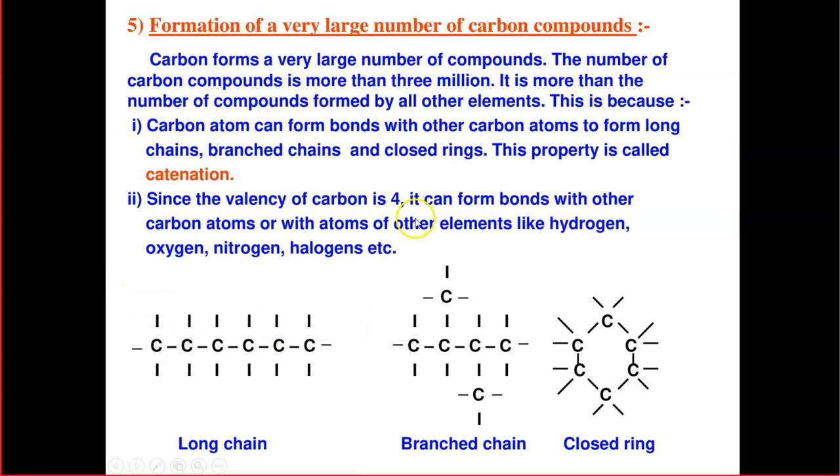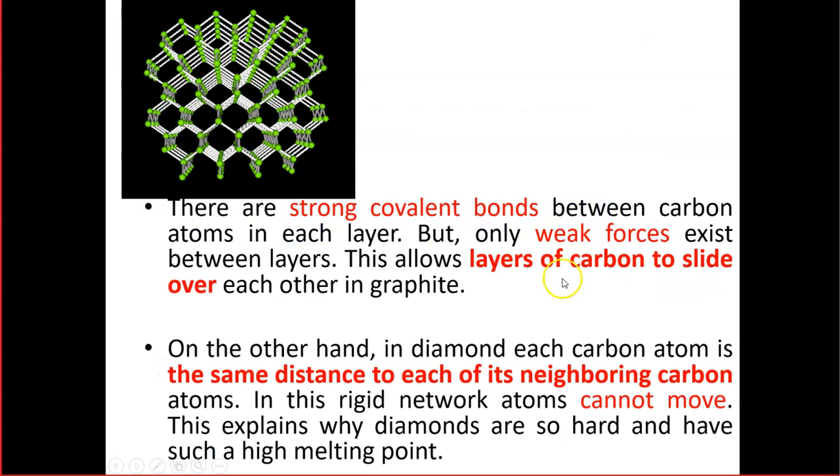Since the valency of carbon is 4, it can form bonds with other carbon atoms or with atoms of other elements like hydrogen, oxygen, nitrogen, halogens. So here you can just see how this looks. There are strong covalent bonds between carbon atoms in each layer. So there will be different layers. If you see, this is the first layer, this is the second layer, this is the third layer. A number of layers will be there and they will constitute carbon tubes.